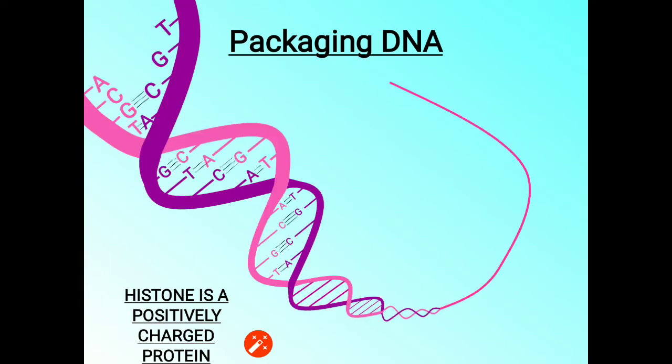Now the packaging of DNA. As I've already told you, in the nucleosome there are 8 subunits of histone, called the histone octamer, on which the DNA remains supercoiled. But there is also an additional histone, that is the H1 histone, which helps in coiling of the DNA strand on the nucleosome octamer.